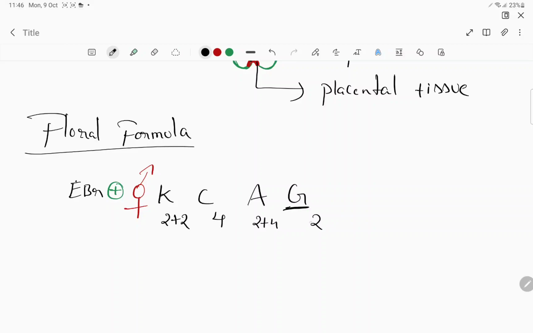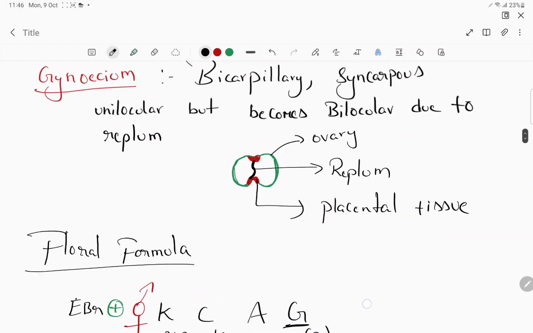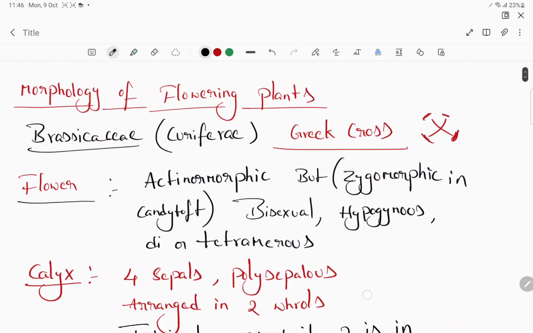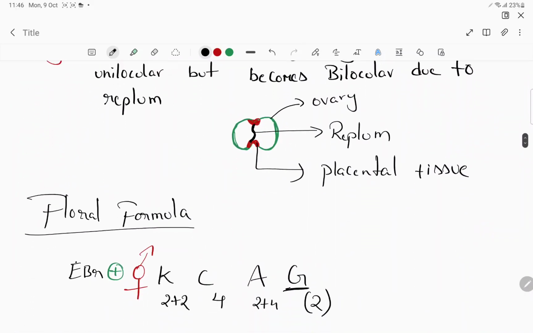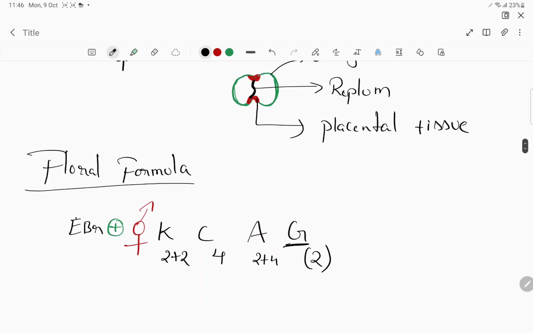And we have the 2 ovaries, which means 2 carpels which are fused. So this is the floral formula you have to remember. Yes, so remember these are the things we have to remember regarding the Cruciferae flower. We'll see the other families in the coming video regarding the vegetative characters. Thank you.